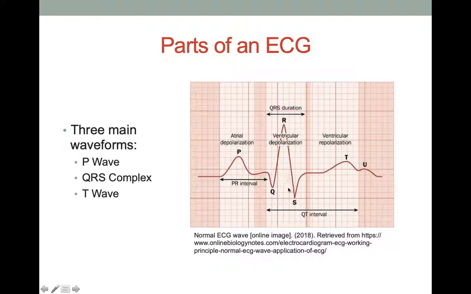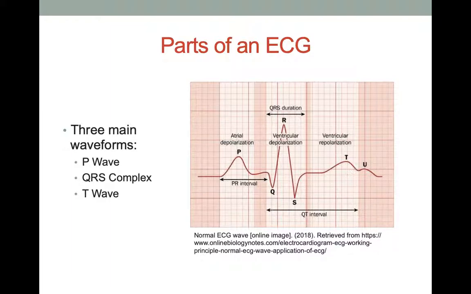Next, you see the QRS complex. This is ventricular depolarization. Now, typically after we depolarize, we need to repolarize, and we don't see atrial repolarization on here because of the timing of it. Atrial repolarization occurs as the ventricle is depolarizing, so the QRS complex masks the atrial repolarization.